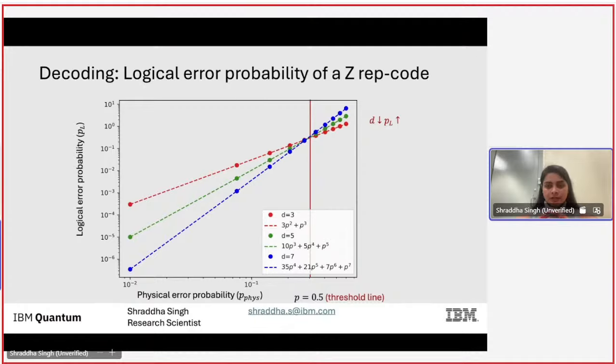So essentially, the takeaway here is that below this threshold line, as your distance increases, your logical error rate decreases. That means as your distance goes from 3 to 5 to 7, your logical error rate would decrease. I said it the other way around. So over here, if your distance increases, your logical error rate increases. And over here, if your distance increases, your logical error rate decreases. So these signs are actually flipped. What we want is below threshold behavior for quantum error correction to work.